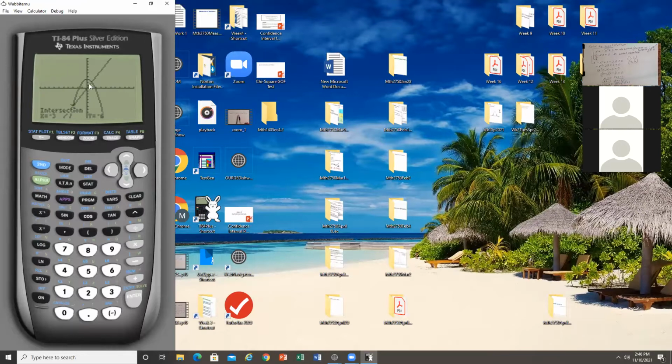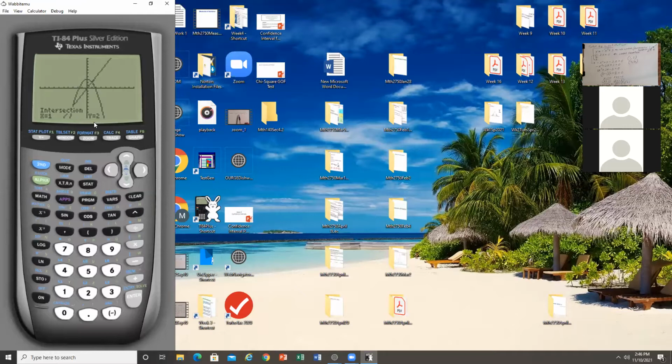To get this other point of intersection, we go back to calculate, second trace, go down to the intersect function and activate it. Move the blinking cursor in the vicinity of the other point of intersection over here. I will call the parabola my first curve, hit enter. Cursor jumps to the next graph. We'll call that the second curve, hit enter again. And there's your other point of intersection, (1, 2). That's our other solution to the system.